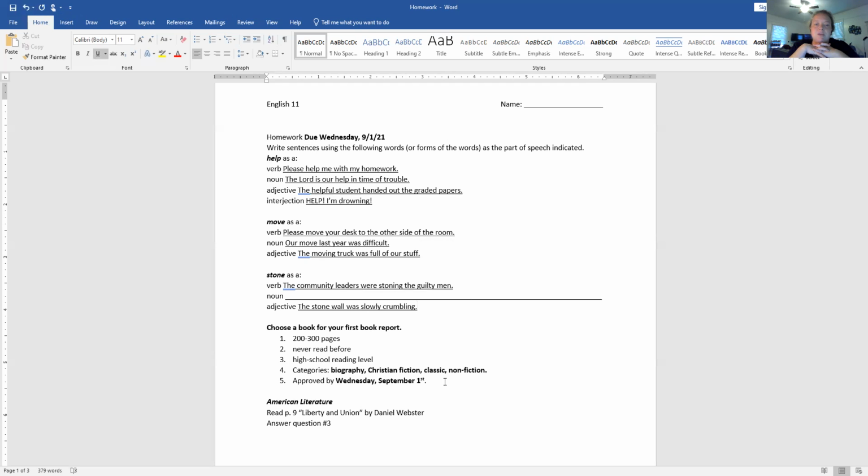It needs to be 200 to 300 pages long. It needs to be something you've never read before. It needs to be a high school reading level. And then you can pick from these 4 categories.